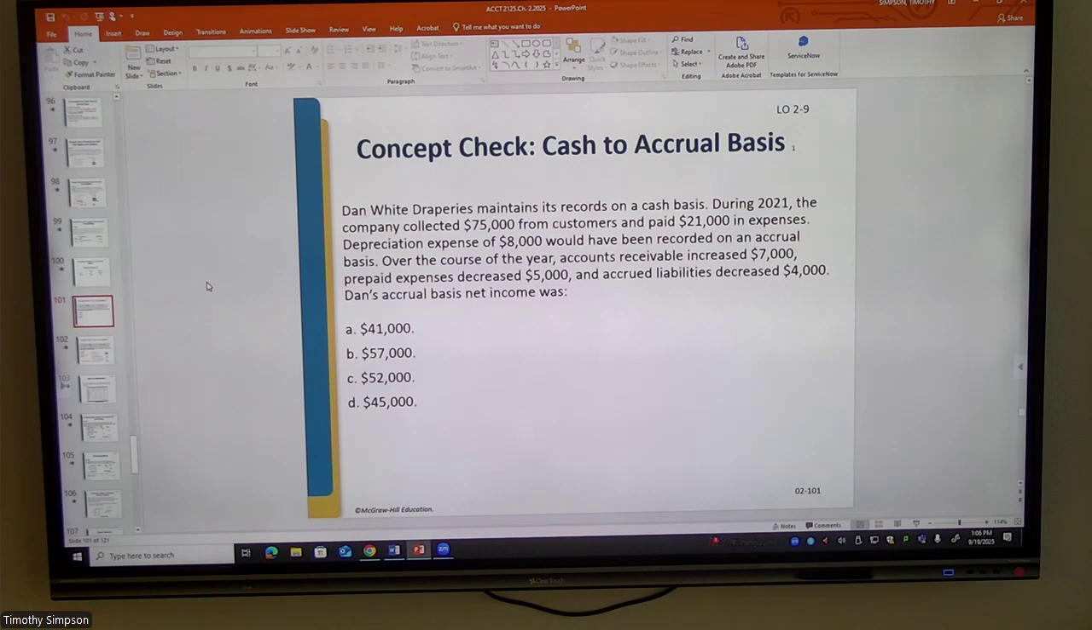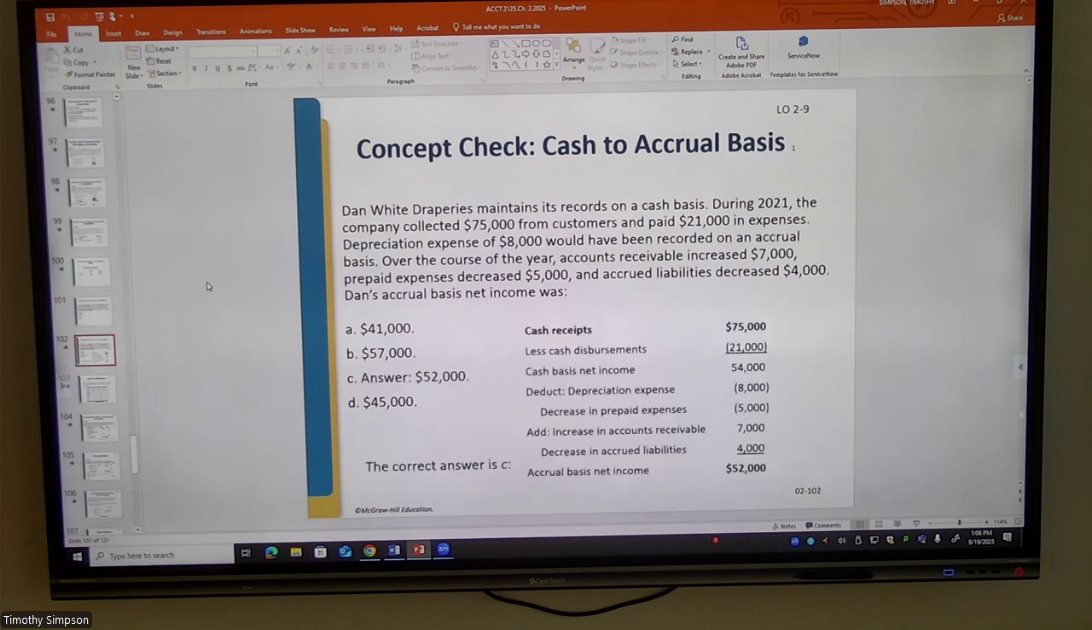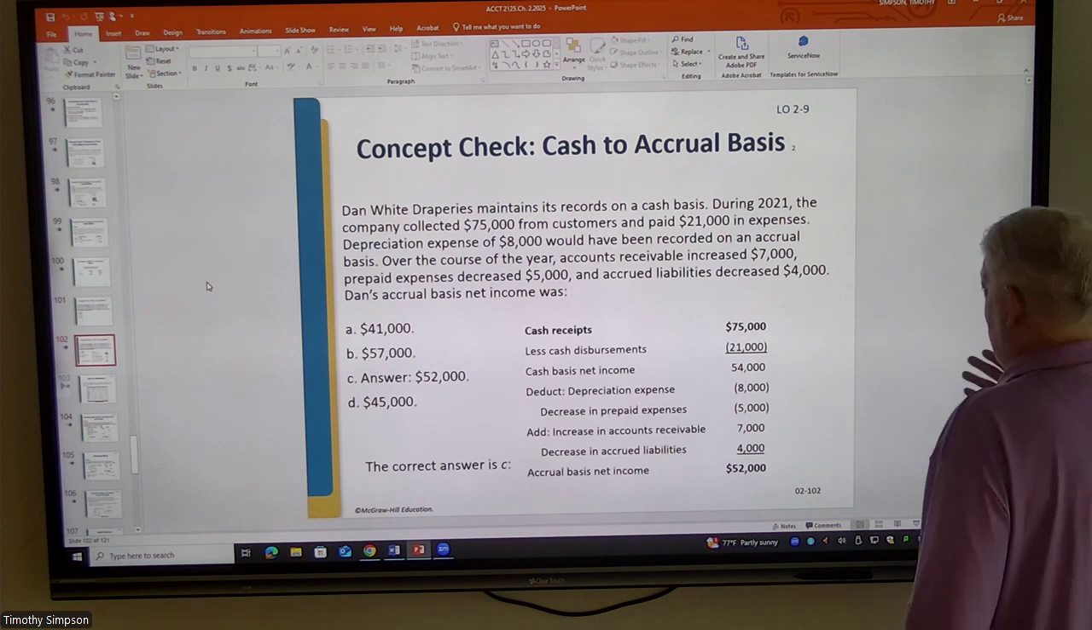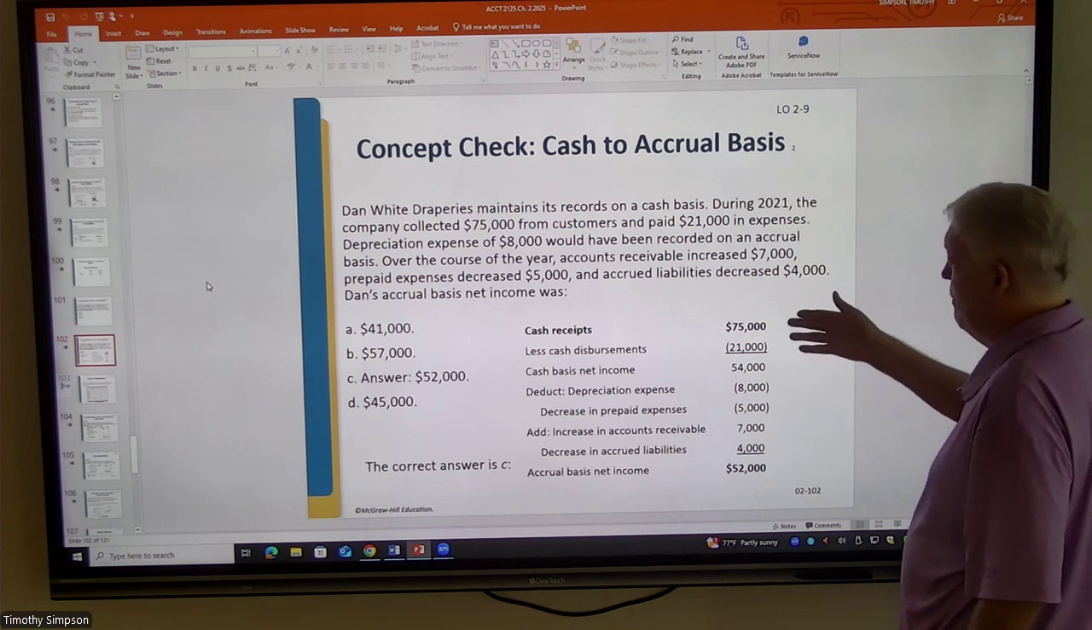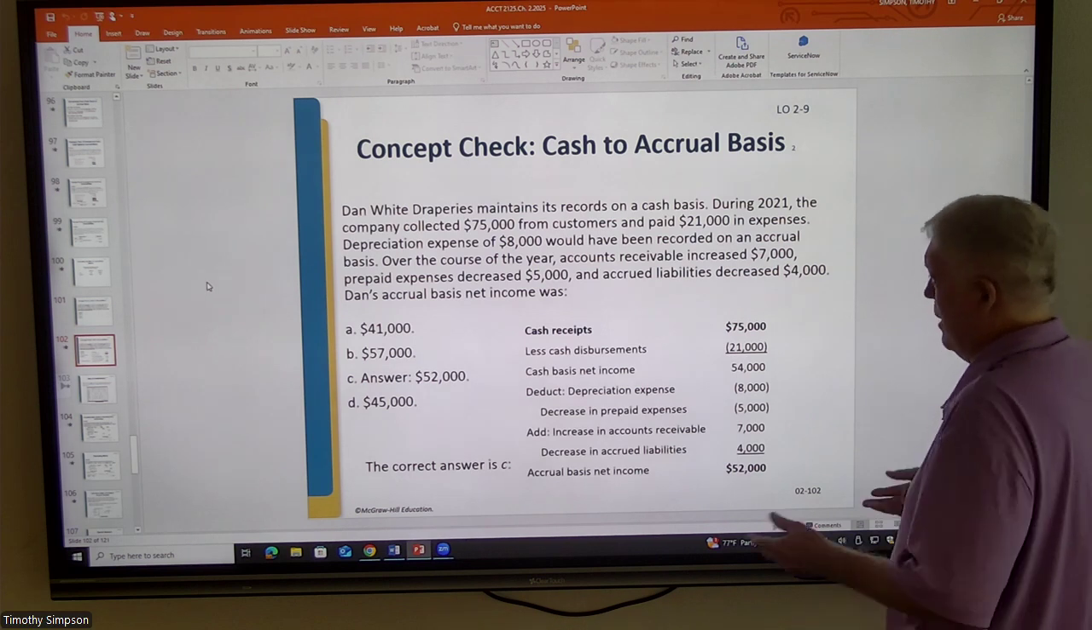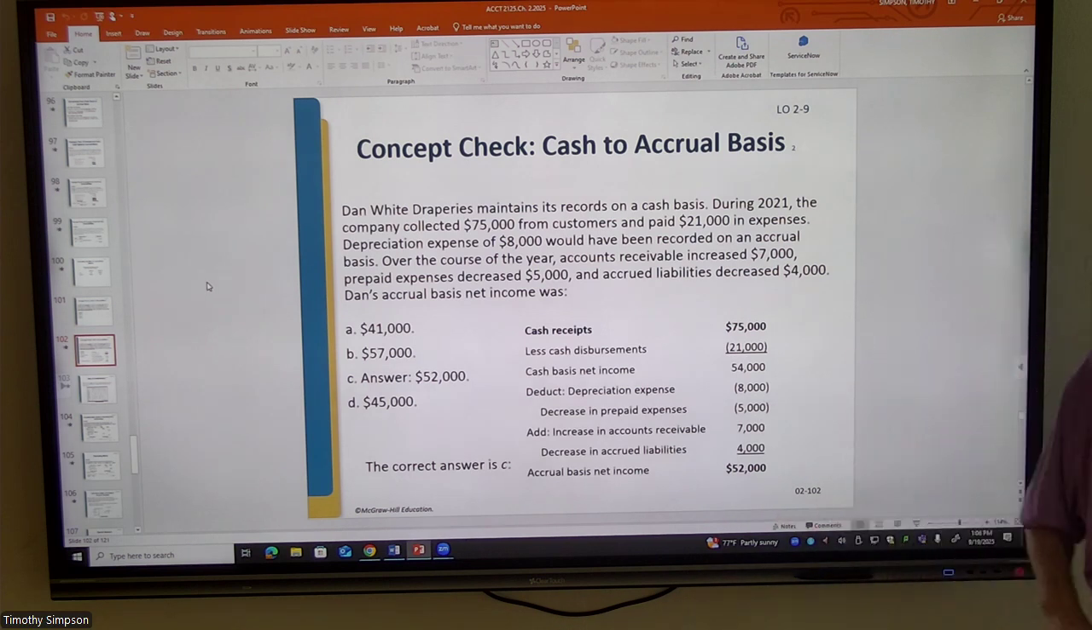Okay, well, let's do the example here. I'm going to flip back to this particular matrix that we had, and again, it's Illustration 2-19 in your text. So we're going to start with $75,000 in cash receipts. Now remember, revenues in a cash basis system are quite simple. It's what you receive from customers, regardless of when the sale happens.